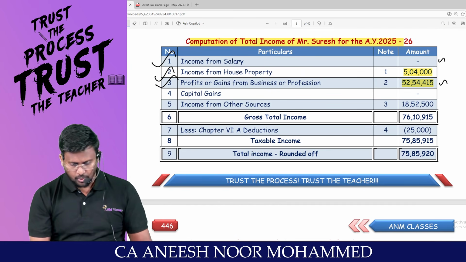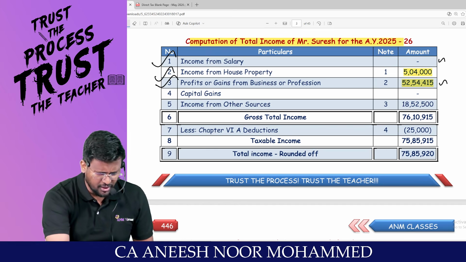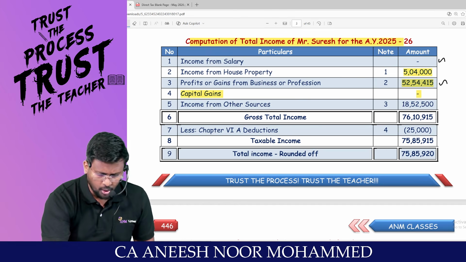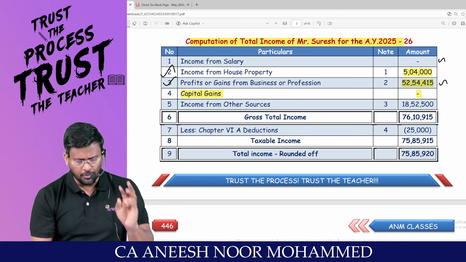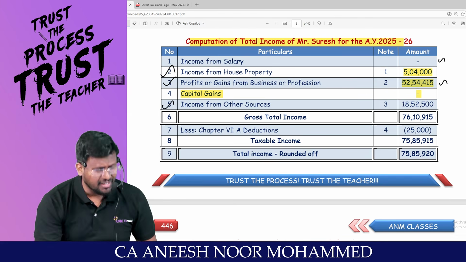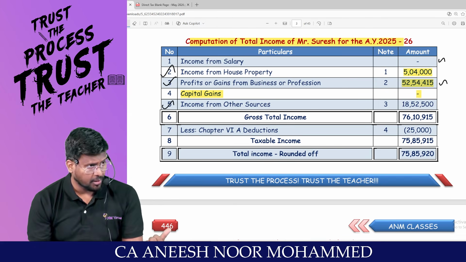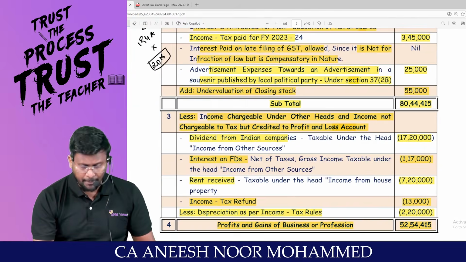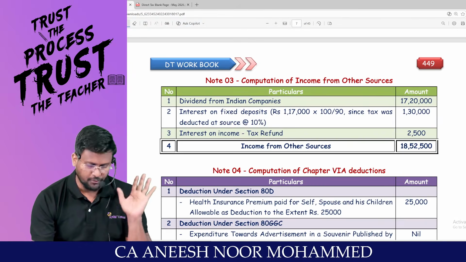Super fantastic to the core. Coming to capital gain in this question, there is no capital gain detail given. Super fantastic to the core. We are very comfortable with house property and PGBP. There are certain incomes we have excluded from PGBP that have to be shown under IFOS. It's a straight inclusion only, but TDS implication alone, you have to take care.